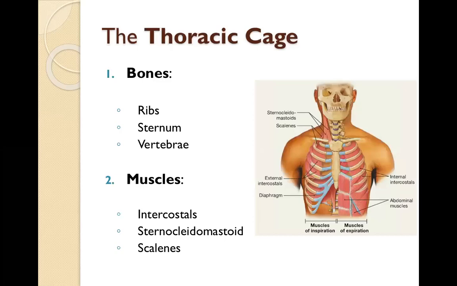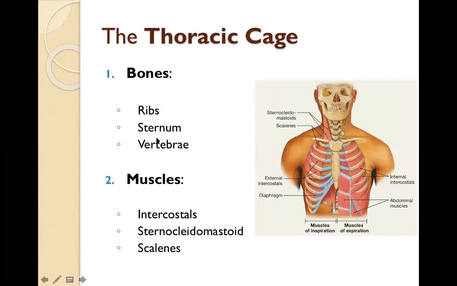They make up the thoracic cage. And so the bones of the thoracic cage include the ribs, the sternum, and the vertebrae. And so you have 12 pairs of ribs, so for a total of 24. You have one sternum, which is divided into three parts. There's the manubrium, the body, and the xiphoid process. You don't need to know the parts of the sternum.